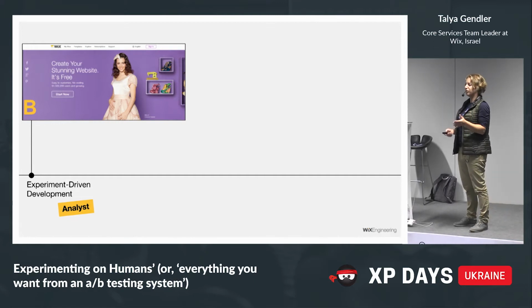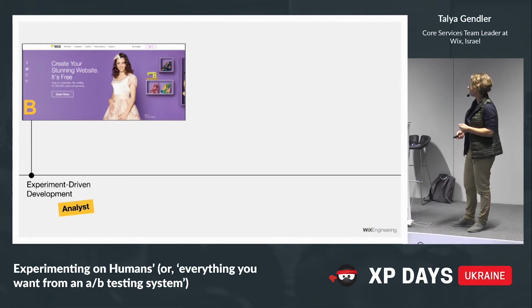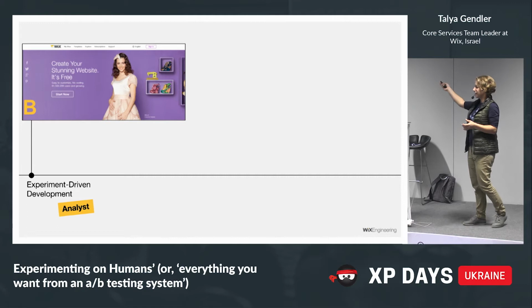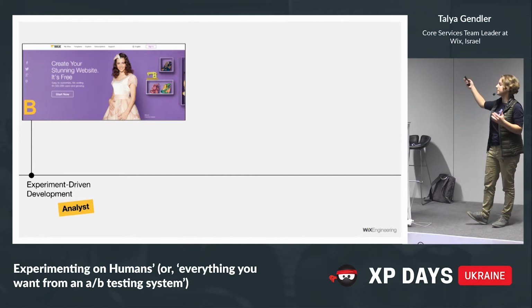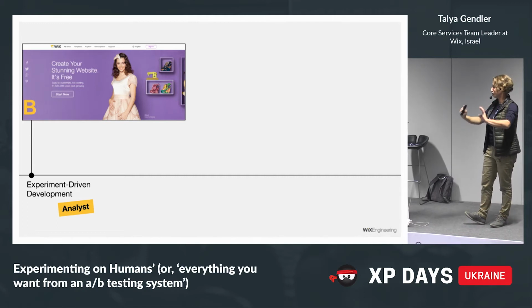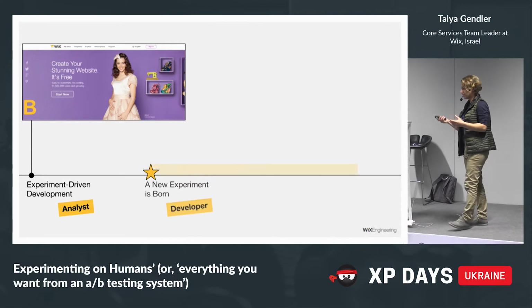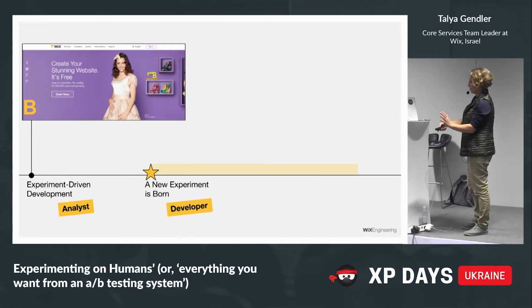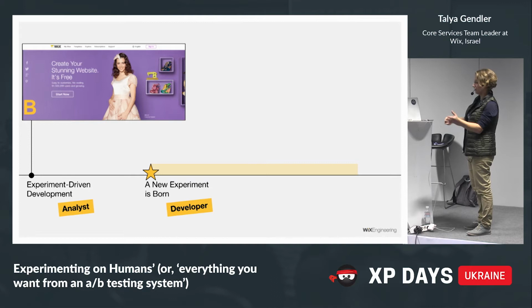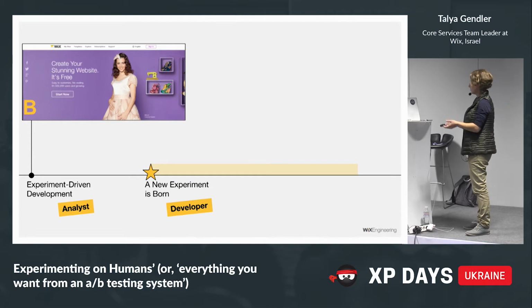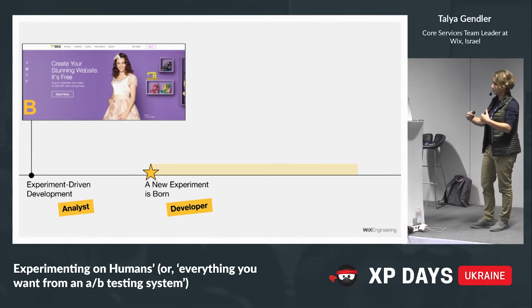So this will start with your analyst or product manager, depending on your role definition. And it will start with someone saying, hey, I have an idea. This B thing, I'm saying that this is a better product. And then someone has to sit down and code this thing, right? At the end of the day, there's going to be an if A, if B, do something else. This someone is usually us, the developers.